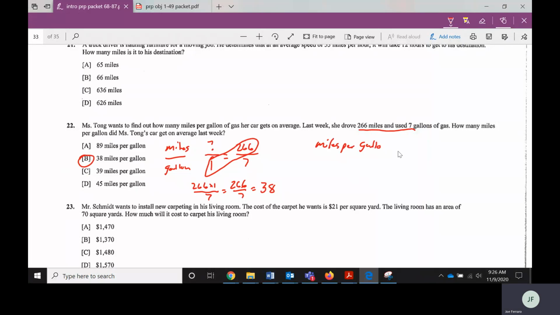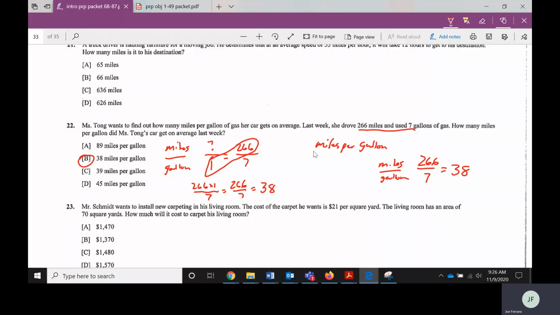And so it's very similar to the proportion. The first goes on top, the second goes on bottom when it says miles per gallon. We just take that known pair, and it's 38 miles per gallon. And that's it. Okay, so that's the first type of problem, is finding the unit rate.